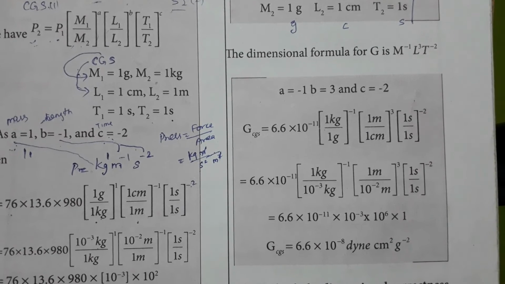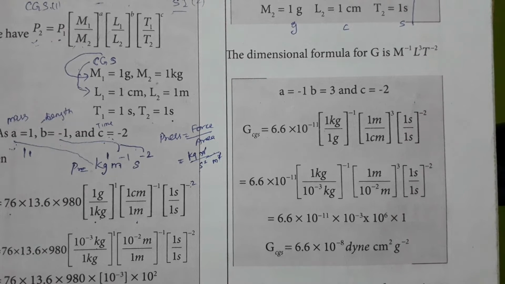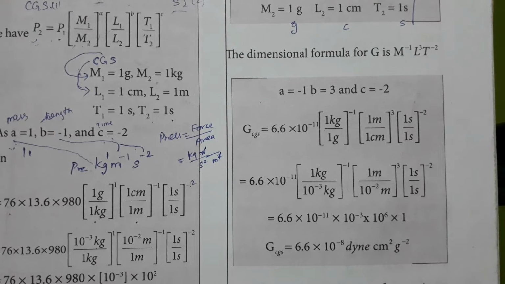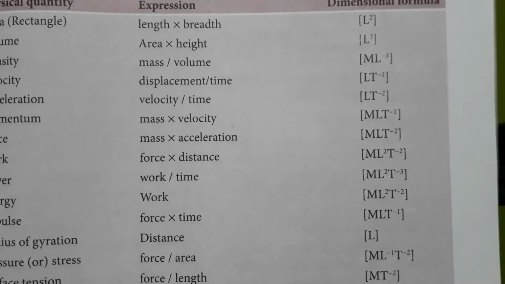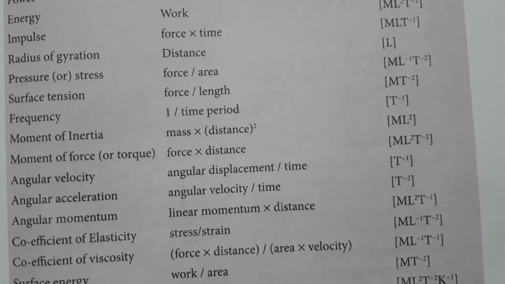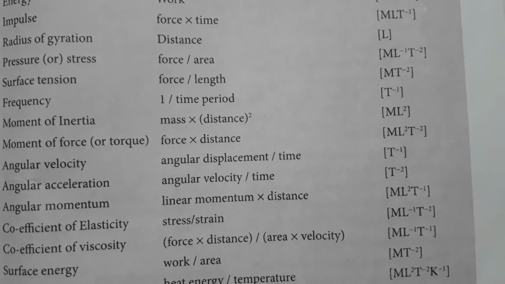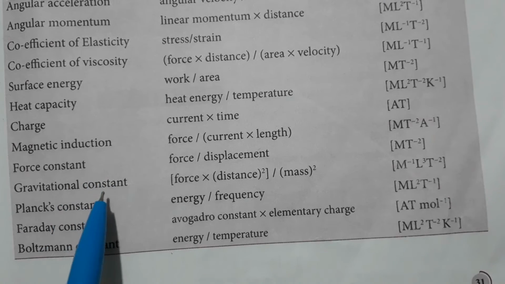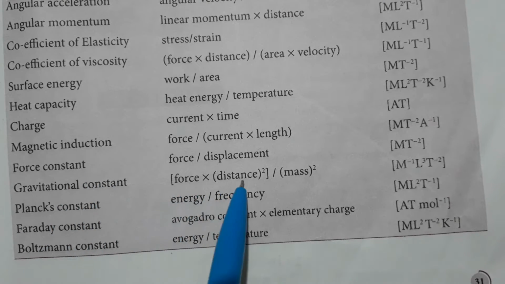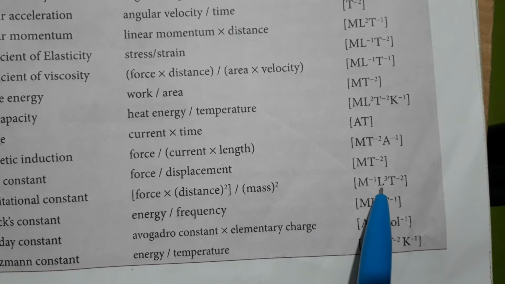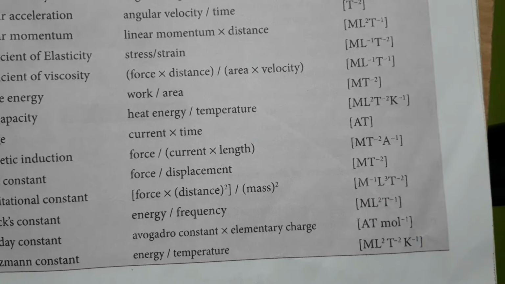So we have to know the units of the gravitational constant. Only then will you be able to solve it. For that, see the previous page, page number 31, the gravitational constant value. The gravitational constant is equal to force into distance, the whole squared, divided by mass squared. What is the unit? See, M to the power -1, L cube, T to the power -2. See the value here.